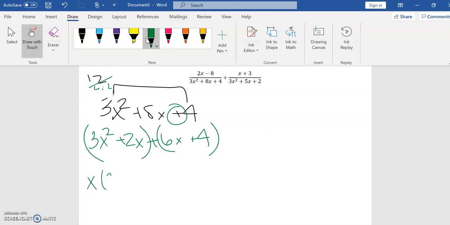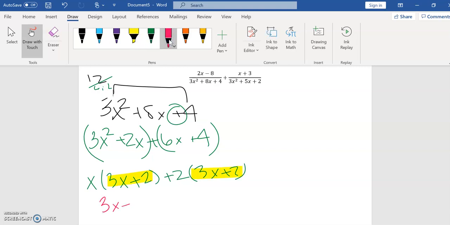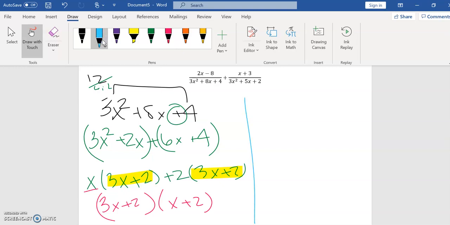So x, 3x plus 2, take a 2 out, 3x plus 2. These match. Remember, that's a requirement. So I factor that out front, and I'm left with an x here and a 2 here. Okay, that's x plus 2, right? Now I have to do this one.